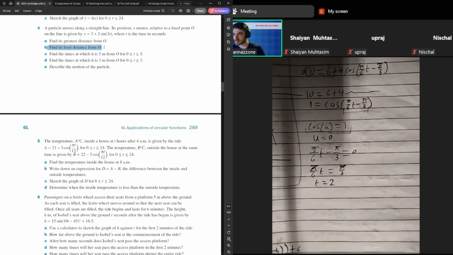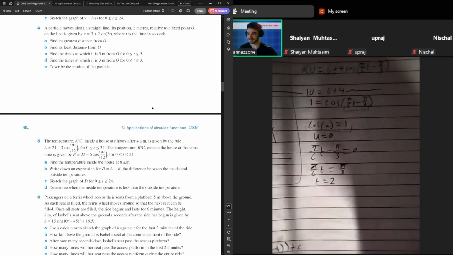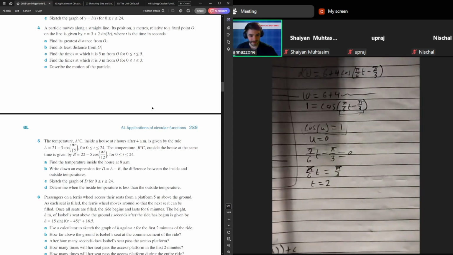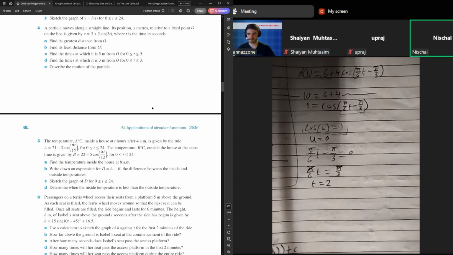Someone can tell me, part B, what's the least distance therefore going to be? Yeah, that's correct. Amplitude is 2 and translation of 3. So with that understanding, what would the least distance be? We've done greatest. If it's translation of 3, so it becomes 1 because it's 3 minus 2. Yeah. Easy. Okay.